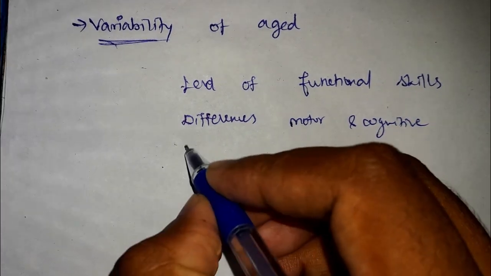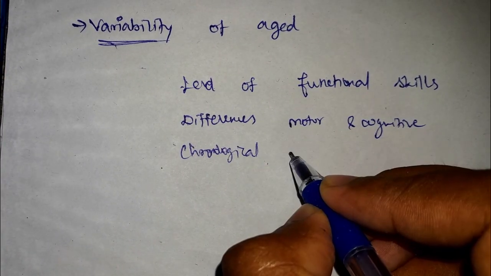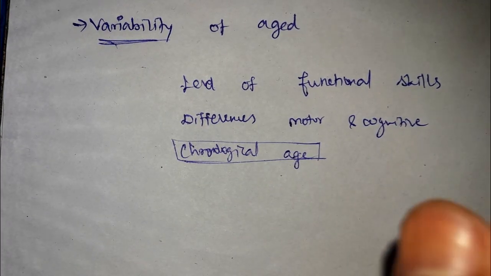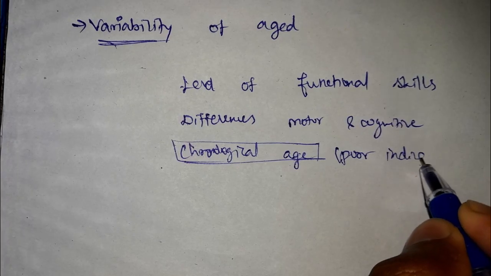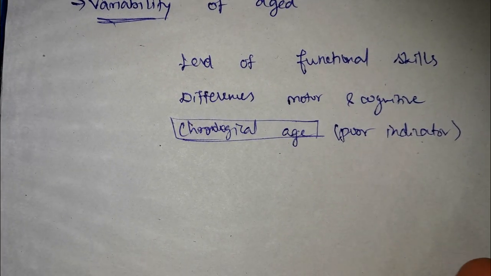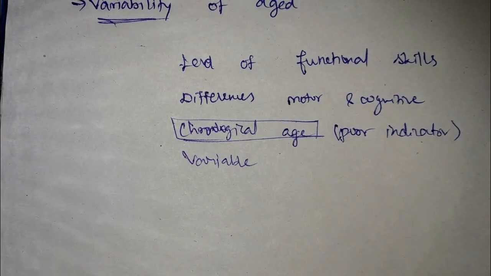So here we are not focused on the chronological age. We are focused on the changes. Chronological age is just one single indicator, but it is a poor indicator. It does not define the changes. But the variabilities are an important consideration during geriatric rehabilitation.